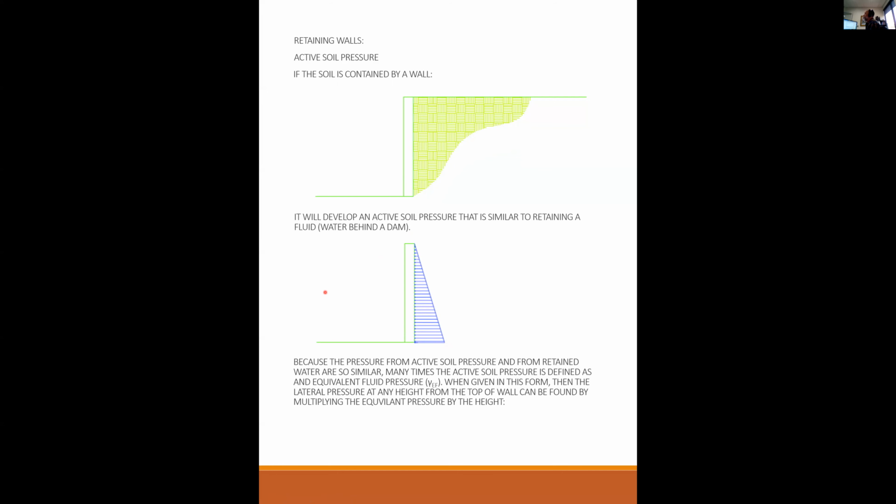Because the pressure from active soil pressure and from retained water are so similar, many times the active soil pressure is defined as an equivalent fluid pressure, gamma EF. When given in this form, then the lateral pressure at any height from the top of the wall can be found by multiplying the equivalent pressure by the height.